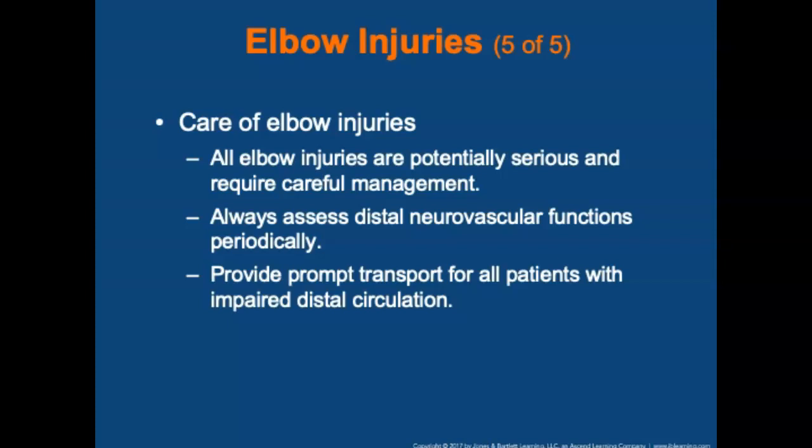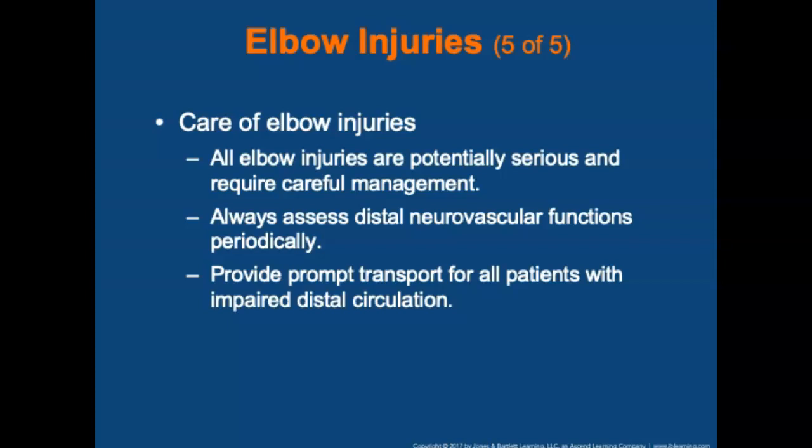If you find strong pulses and good cap refill, splint that elbow injury in the position you found it, adding a wrist sling if it seems helpful. A cool, pale hand or a weak or absent pulse and cool, poor cap refill indicate that the blood vessels have likely been injured. So further care of this patient must be dictated by a physician.